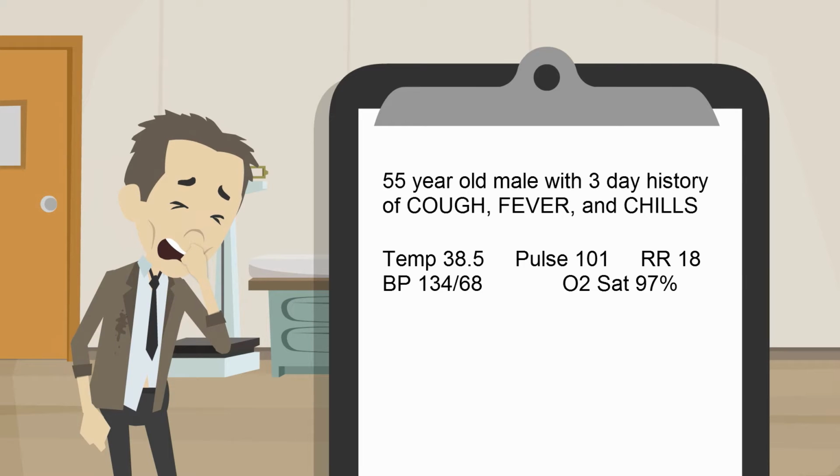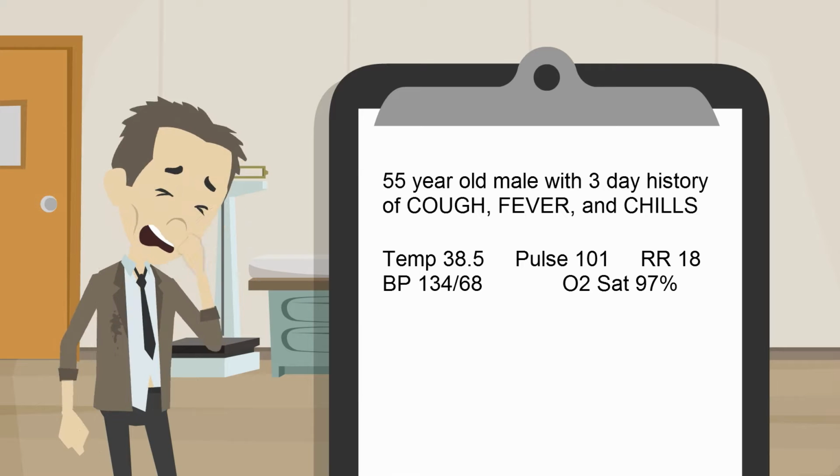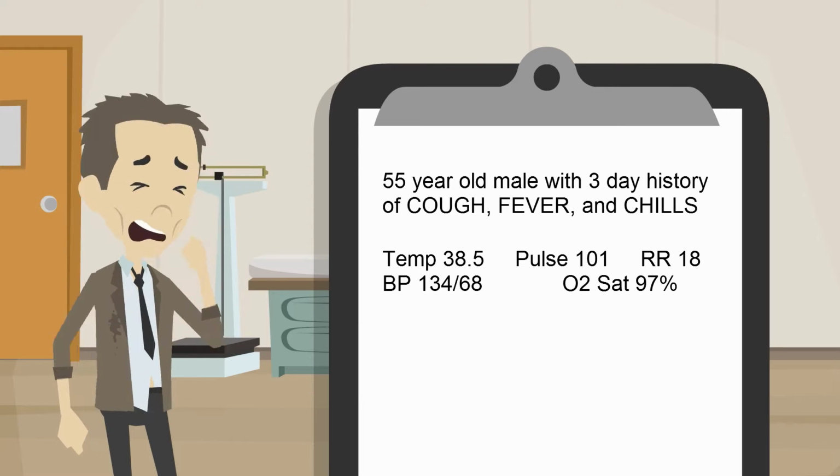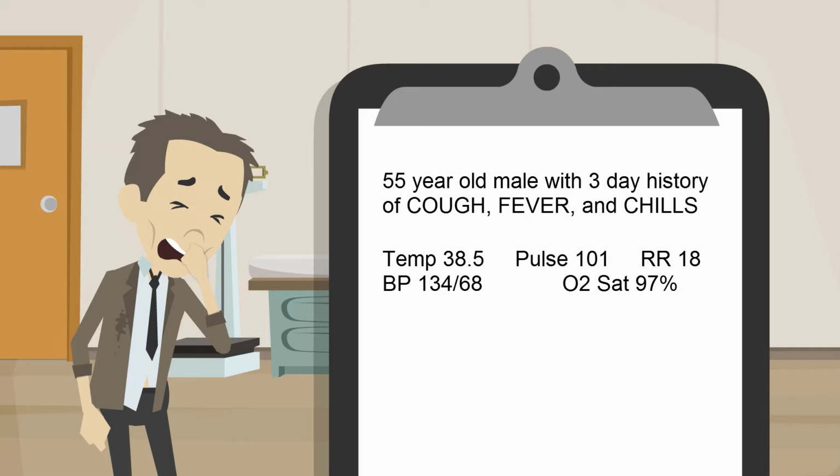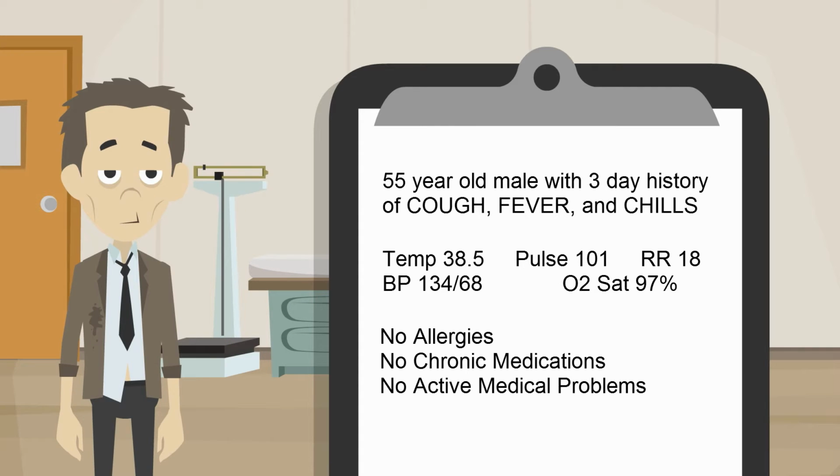Okay, this guy's a 55-year-old with a 3-day history of cough, fever, and chills. His temperature is 38.5, he has a pulse of 101, a respiratory rate of 18, and a blood pressure of 134/68. His oxygen saturation is good at 97%. It looks like he's otherwise healthy.